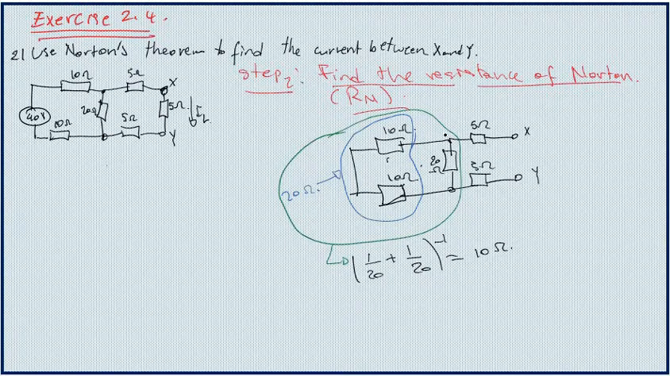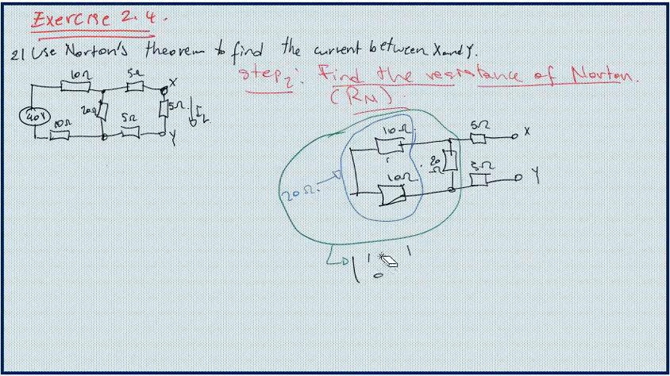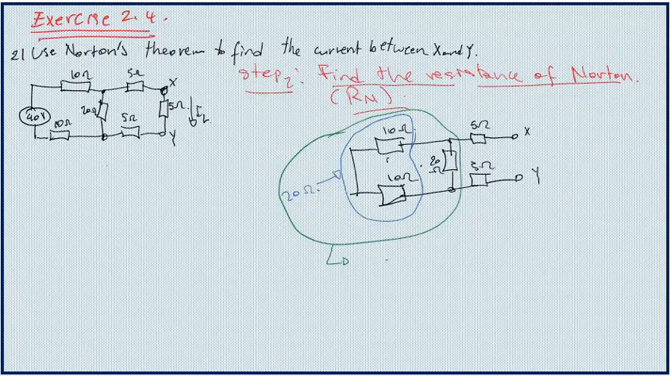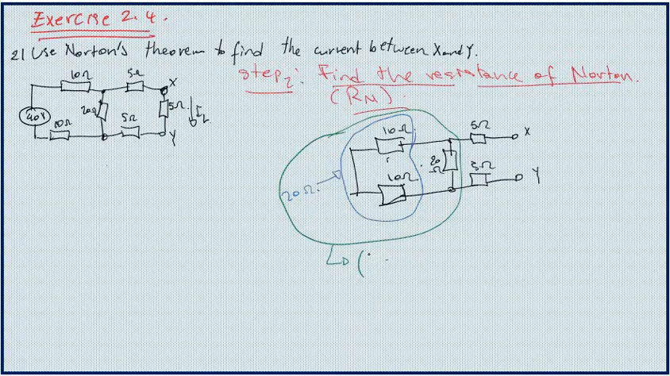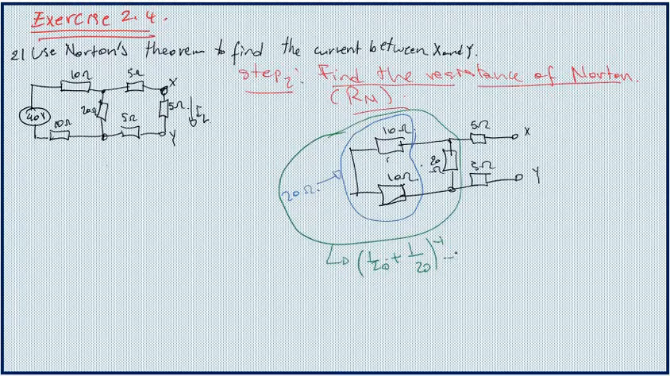So the resistance of the green block, let me just use the green color. We have 1 over 20 plus 1 over 20, the inverse. So we get 10 ohm. So 10 ohm is the resistance of the green block.